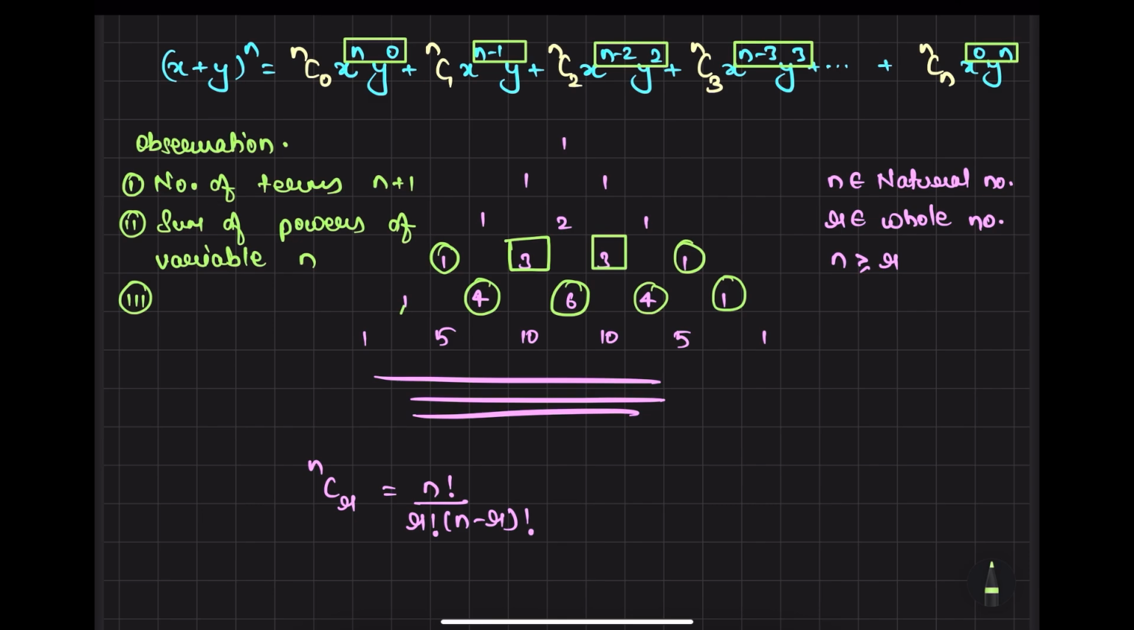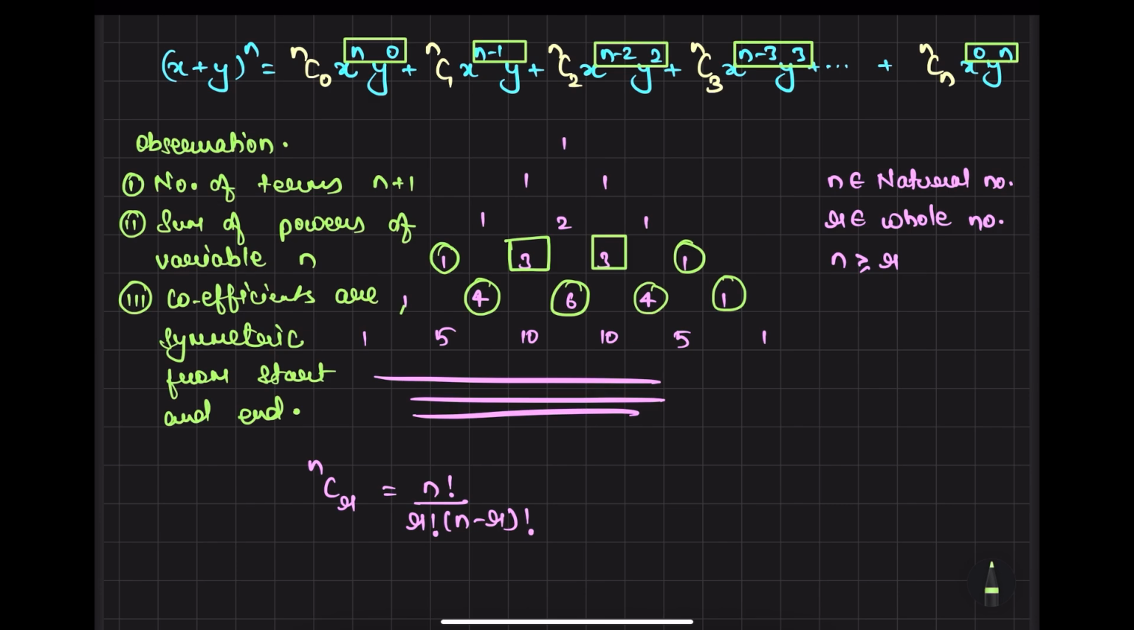Okay. So can I say that coefficients are symmetric from start and end? Can we say this? Correct now?